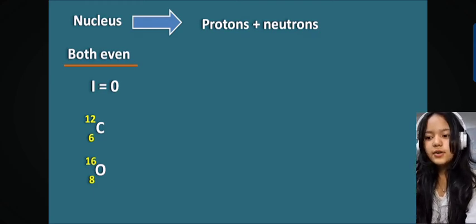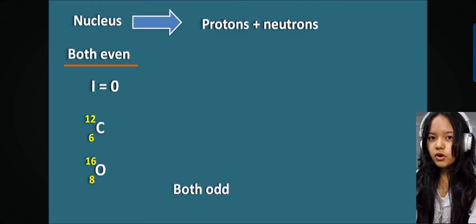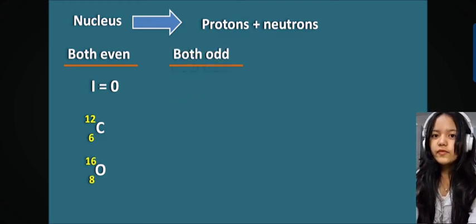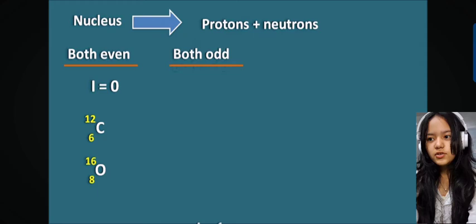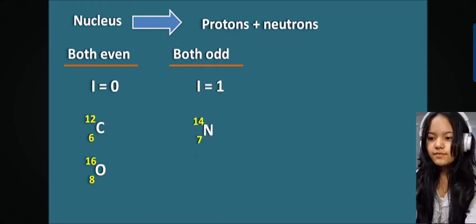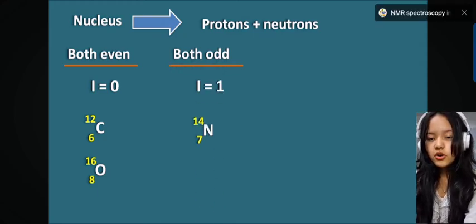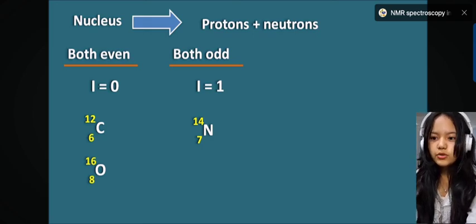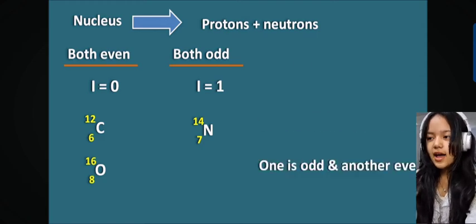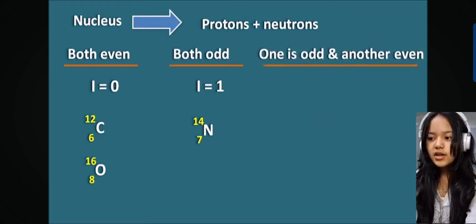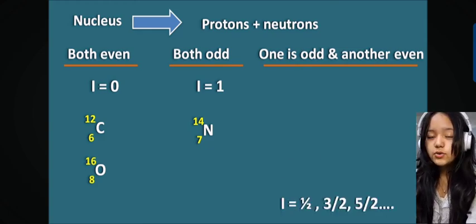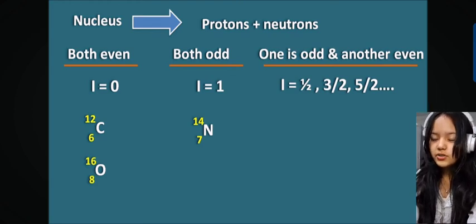Similarly, the nuclei which have both the number of protons and the number of neutrons odd will have I equal to 1. Examples include 7N14. Nitrogen has 7 protons and 7 neutrons, both being odd, so the I value will be equal to 1. Now, if the nucleus has one component odd and the other even, for example an odd number of protons and an even number of neutrons, or an even number of protons and an odd number of neutrons, then the I value will be equal to 1 by 2 or 3 by 2 or 5 by 2 and so on.